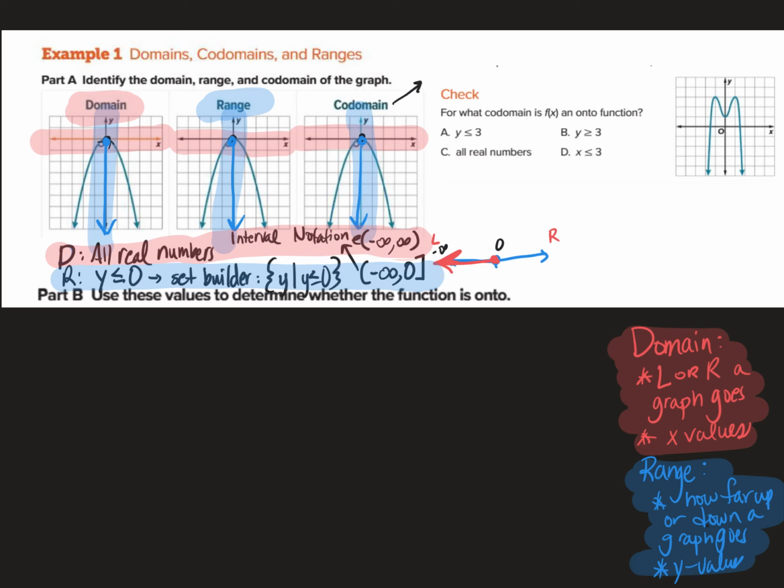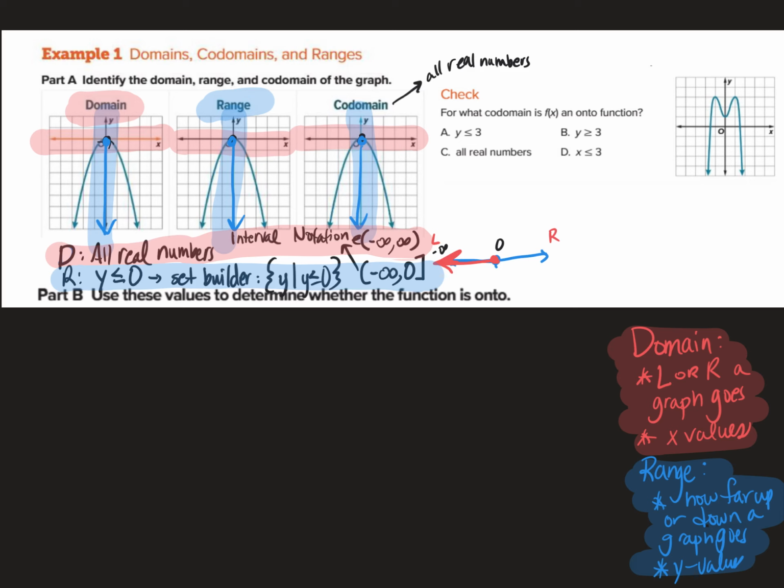Now the codomain has to be given to you, and it says, since it doesn't say what the codomain is, if it's not stated, then in the definitions you should have written that if the codomain is not stated, then the codomain is all real numbers. So the codomain of that function is all real numbers since it's not stated otherwise.